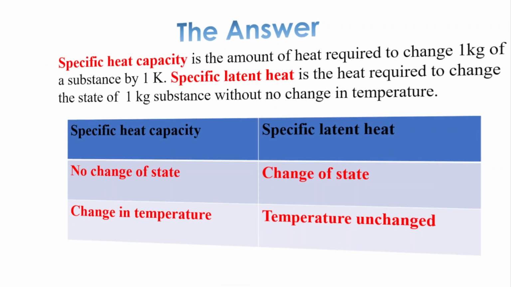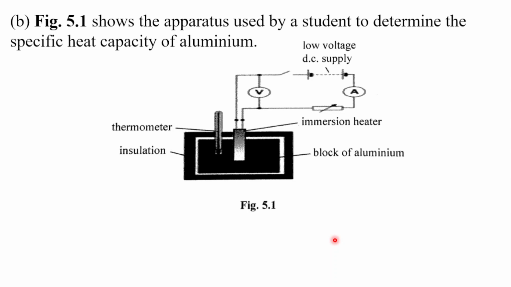All right, so let's jump into the next part of this question now. And this is part B. Figure 5.1 shows the apparatus used by a student to determine the specific heat capacity of aluminum. Now, if you notice the apparatus here, you have a thermometer, awesome. You have an insulation that is encasing the block of aluminum. Now, heat will be transferred to the aluminum from the immersion heater.